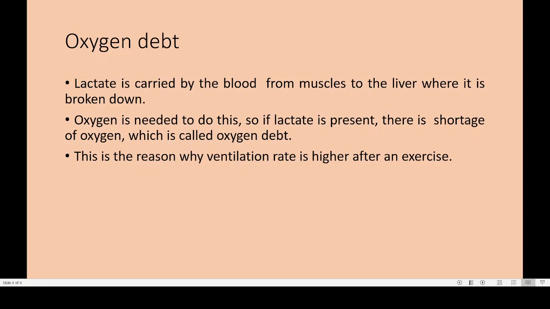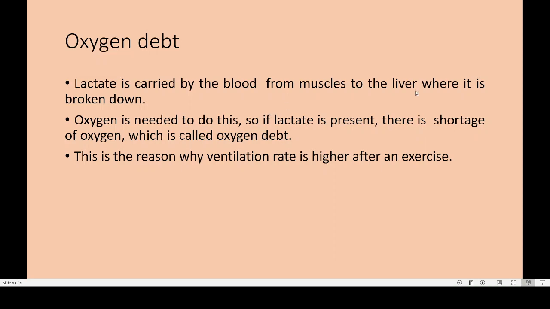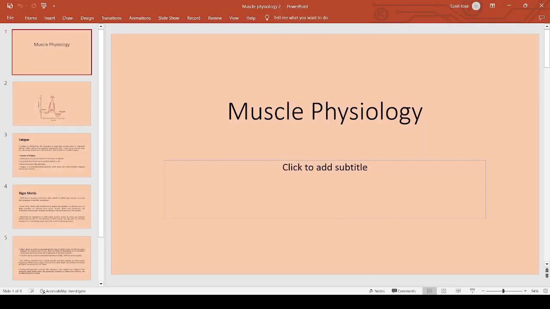So oxygen debt happens when your muscle is overworking. If the muscle is overworking, it is producing a greater amount of lactic acid, and this lactic acid has to be converted into glucose and other products. So this is how oxygen debt takes place. So these are the topics that we have to study today.